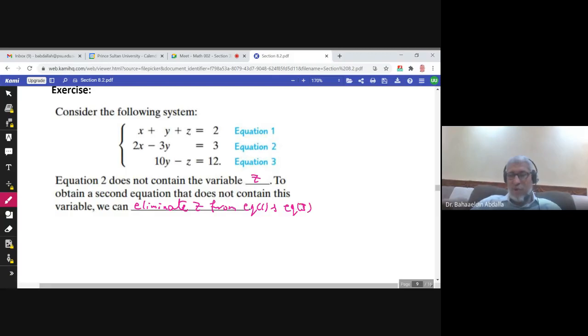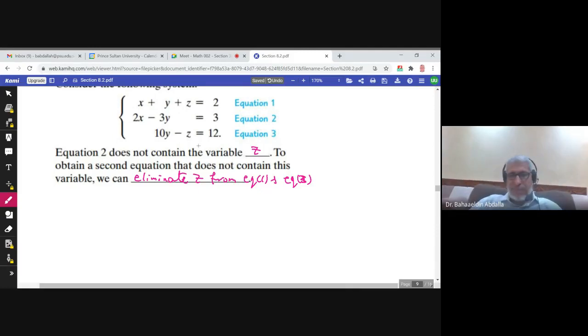Okay, this is one way. Somebody could say, okay, x is not there in equation 3, so I will take equation 3 and I will eliminate x from 1 and 2. That would be also fine. Let us solve the question. Z is eliminated from equation 2, so I'll take equation 1 with 3 and try to eliminate z.